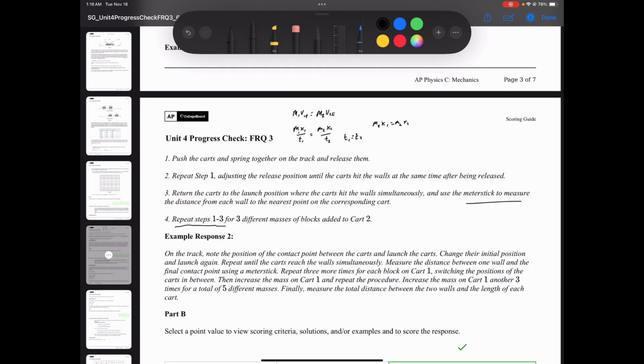So the fact that you do repeated measurements, all right? You don't just measure it once, okay? So you're going to repeat these steps. You're going to do it multiple times for each measurement. So your independent variable is the masses on blocks of cart, 3 different masses of blocks added to cart 2.